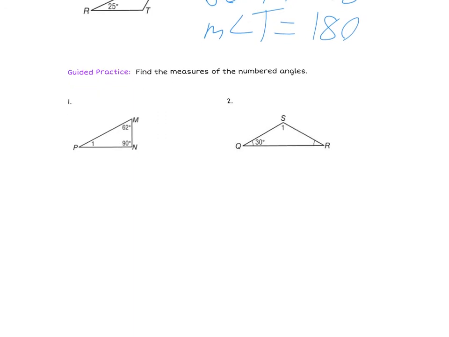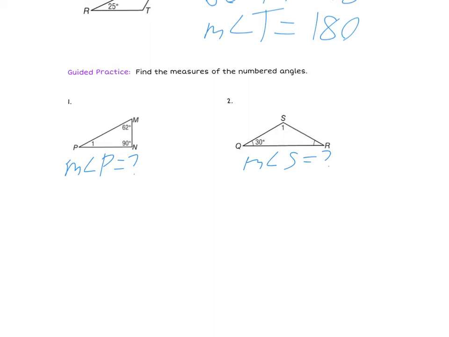So guided practice. Find the measure of the numbered angles. That is to say, in number 1, we want to find the measurement of angle P, and in number 2, we want to find the measurement of angle S. Once more, the internal angles of a triangle must be equal to 180 degrees, so we set up our equations based on what we know.